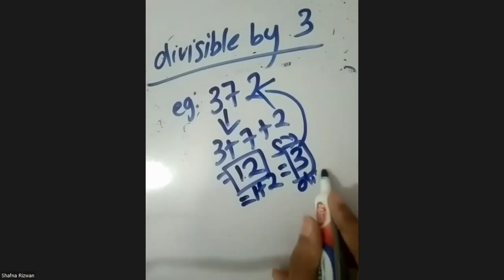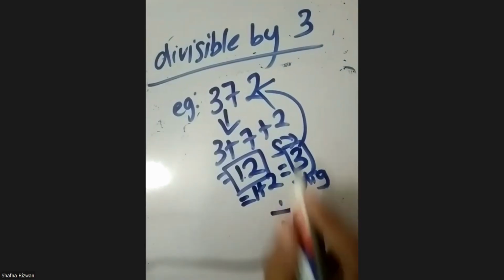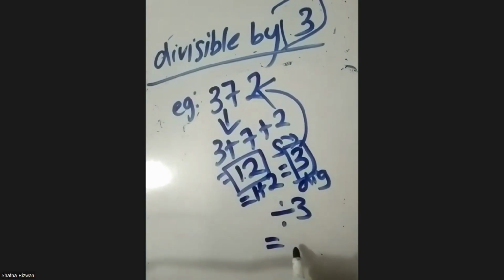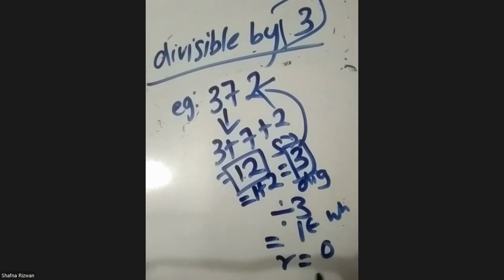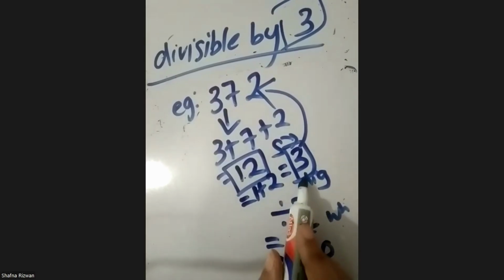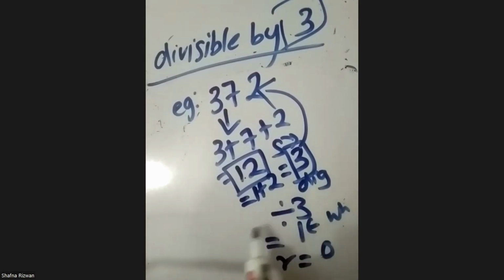You have to take this digital root and see whether it is divisible by number 3. So 3 divided by 3 will give you how much? 1. It's a whole number. When you get a whole number, what can you say? Your remainder is 0. So what can you say here? That is, this digital root 3 is divisible by number 3.